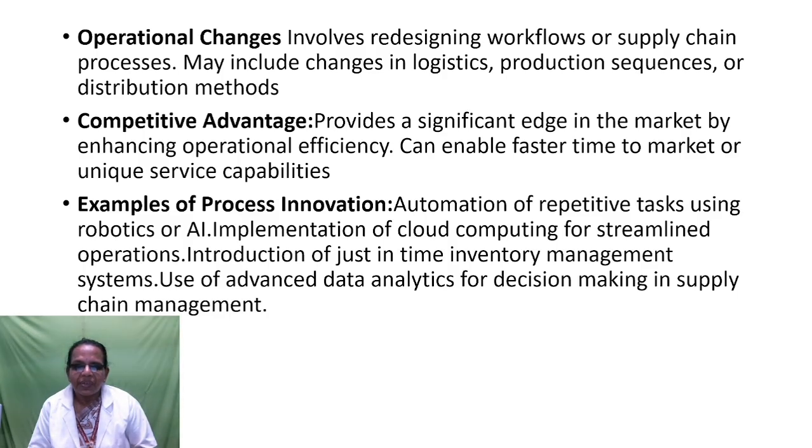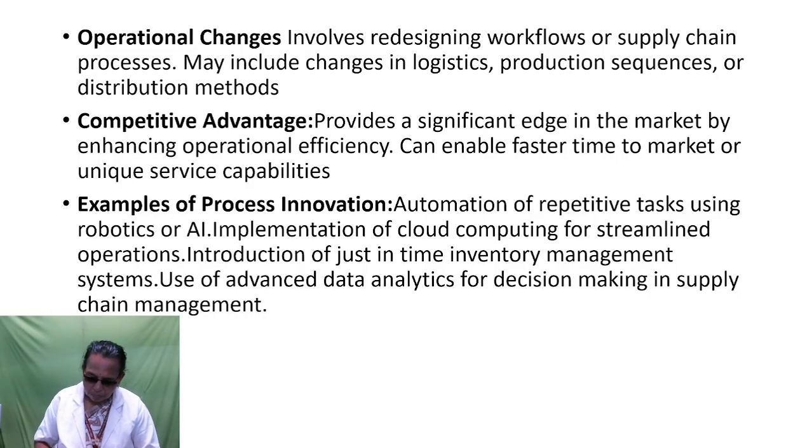unique service capabilities. Examples of process innovation: automation of repetitive tasks using robotics or AI, implementation of cloud computing for streamlined operations, introduction of just-in-time inventory management systems, use of advanced data analytics for decision making in supply chain management.